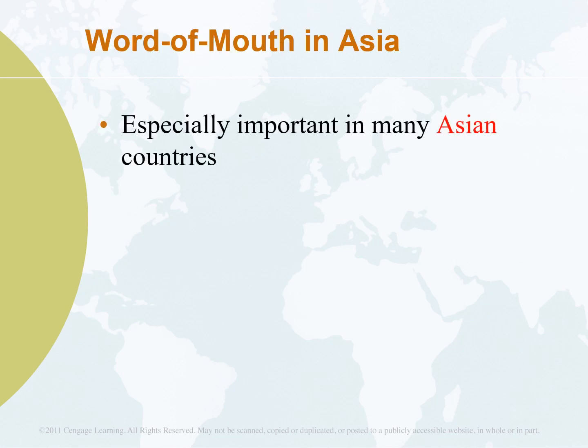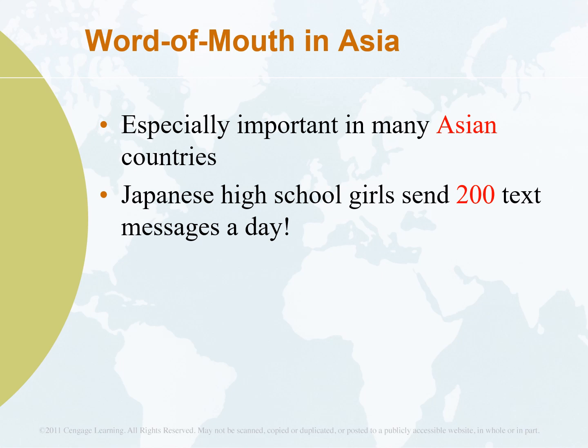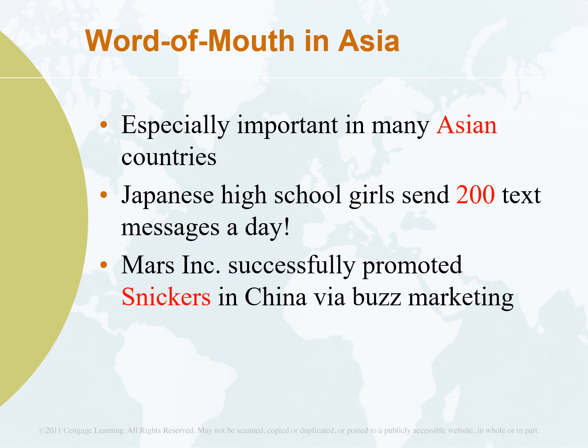Word of mouth in Asia. Word of mouth is especially important in many Asian countries. Japanese high school girls send like 200 text messages a day. You can see that they spread a lot of information about products. Mars Inc., the candy maker, successfully promoted Snickers in China with just buzz marketing. They were able to promote the Snickers candy bar in China just by doing that, very successfully.